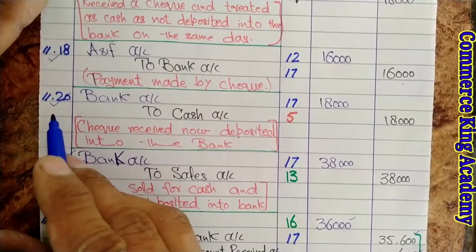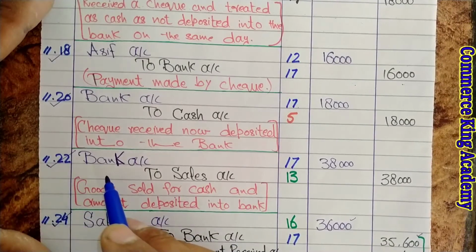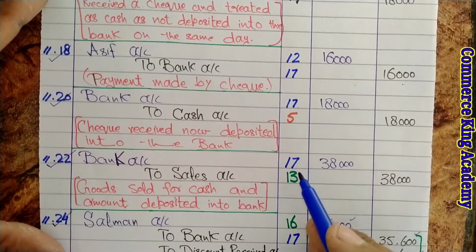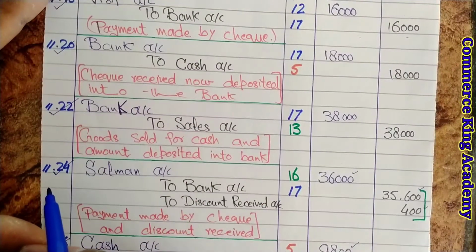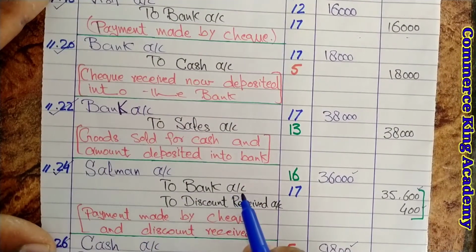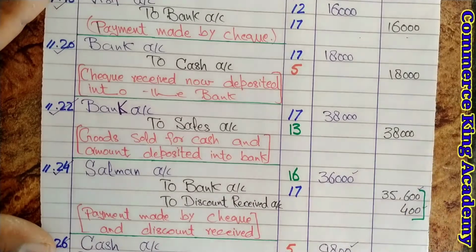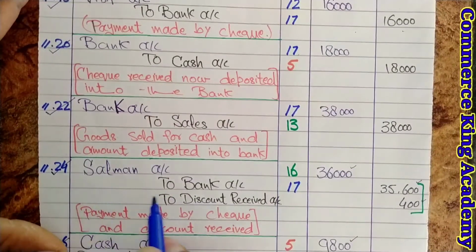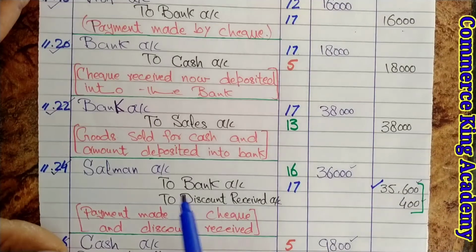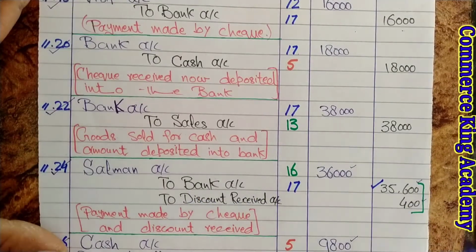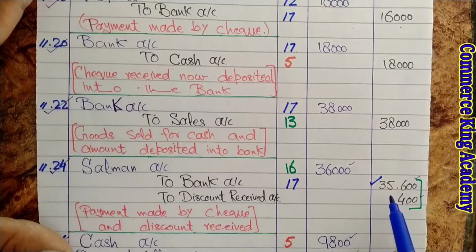After Jan 20, the next date for bank account is Jan 22. So bank account is debited here by sales account with the same ledger folio number 17, 38,000 rupees. Then on the next date, Jan 24, bank account is credited by Salman account amounting to 35,600 rupees. You must keep in mind that here we will write only this bank account amount, not the whole amount, because we are making the ledger of bank account right now.